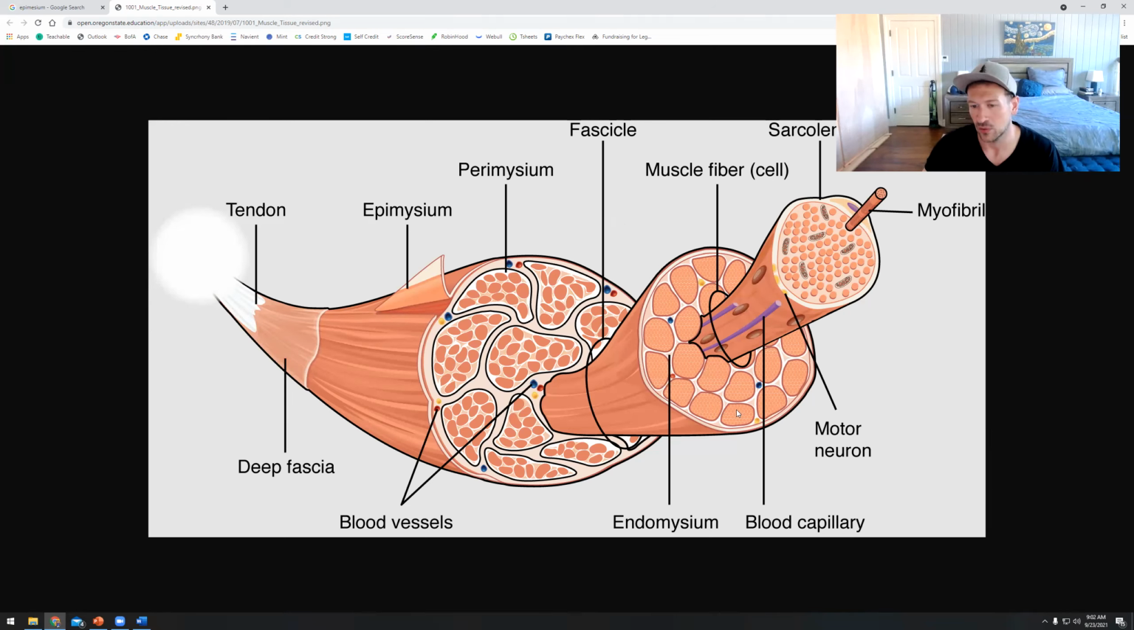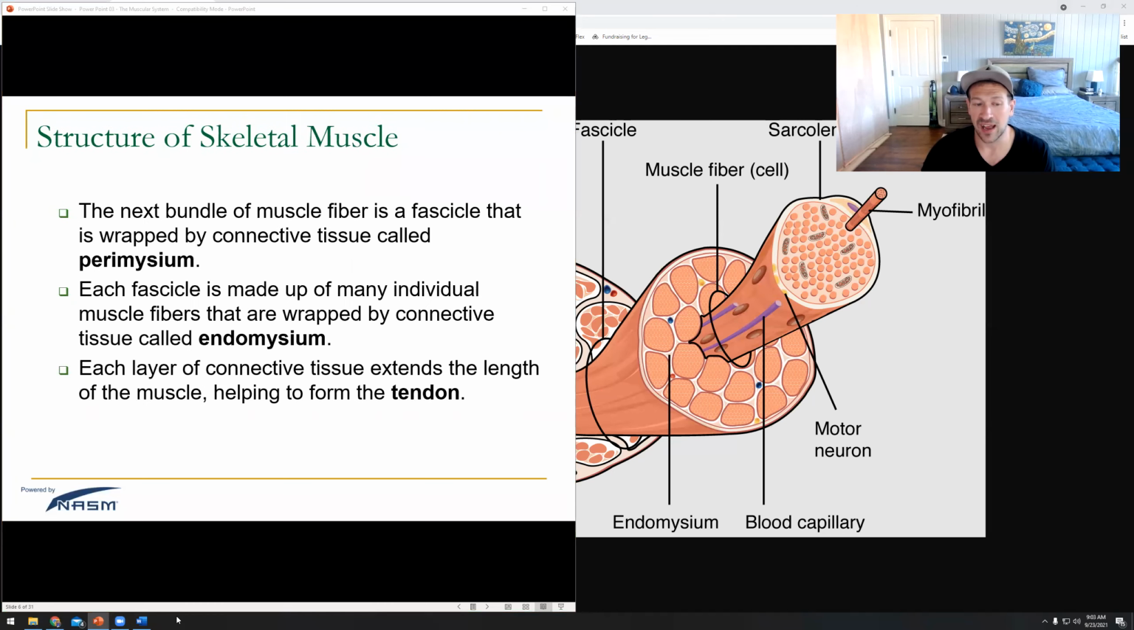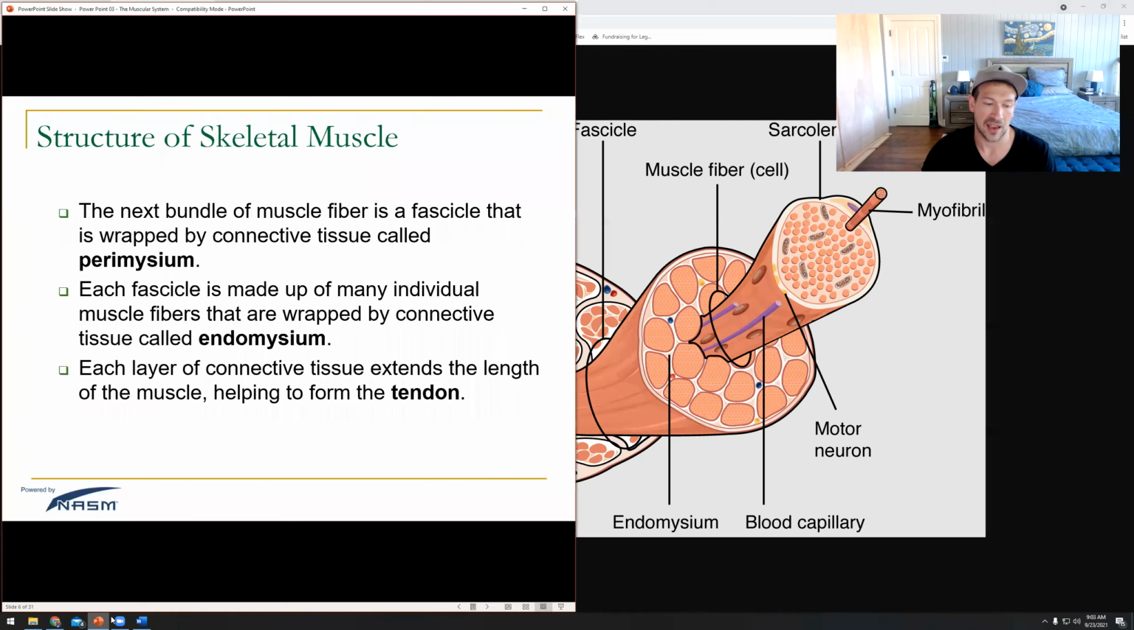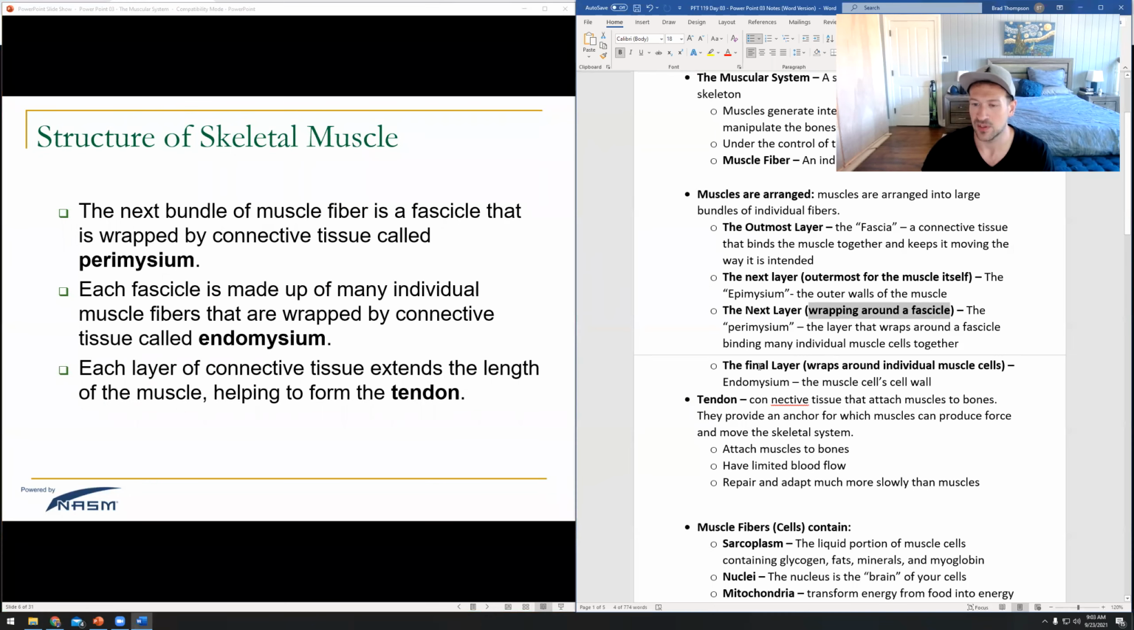And again, 20 to 25 muscle cells inside this fascicle all bound together, right? We need to have a layer around the outside of the cell because all cells have a membrane around the outside of them. And so that final layer that we're talking about, the innermost layer, is going to be the endomysium. Endo does mean innermost. And that's where we're going to see that.